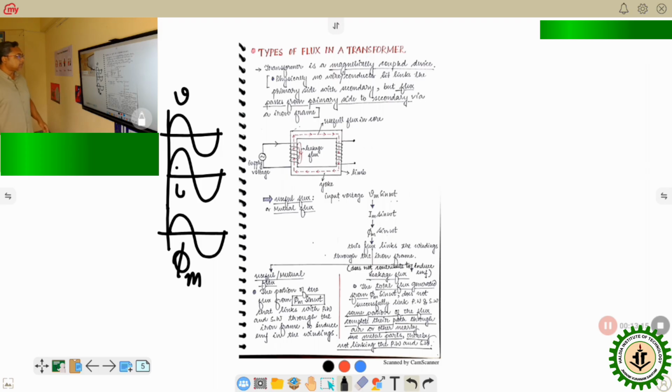and leakage flux is the minor portion of the flux which does not link between the primary winding and secondary winding. They complete their path between their adjacent windings via the air gap.